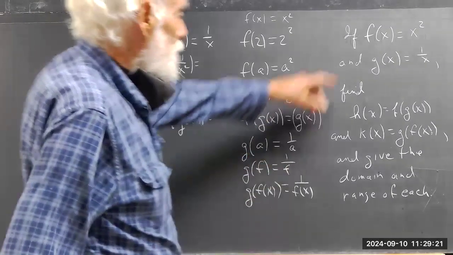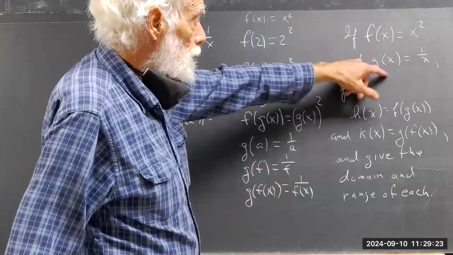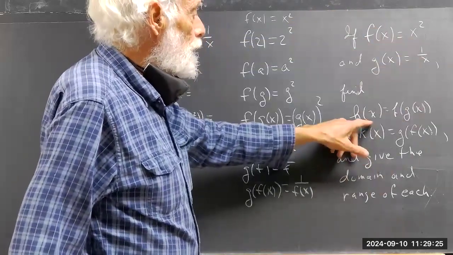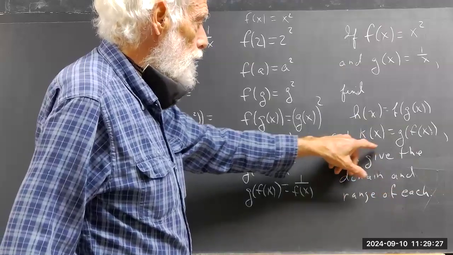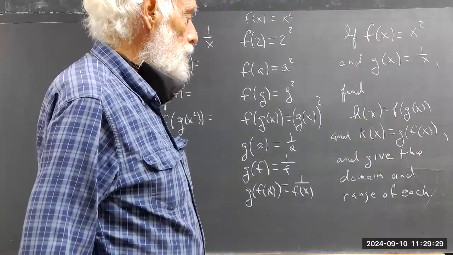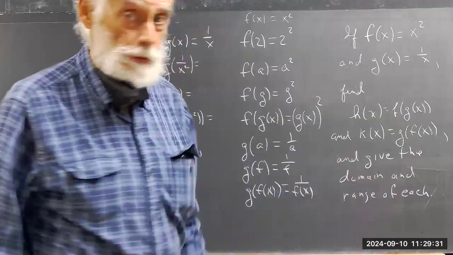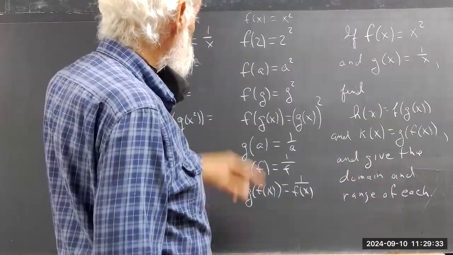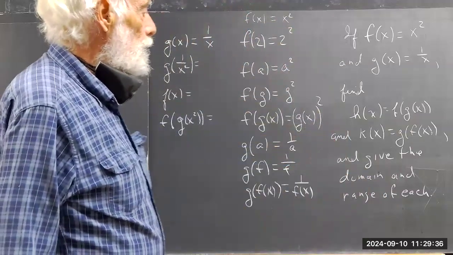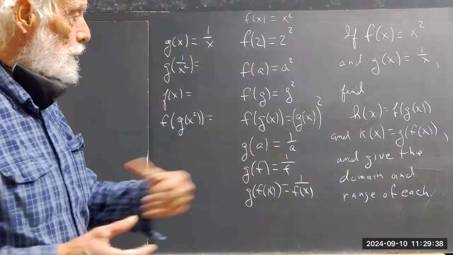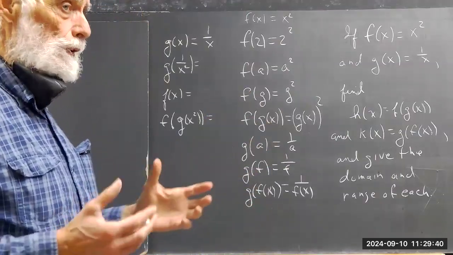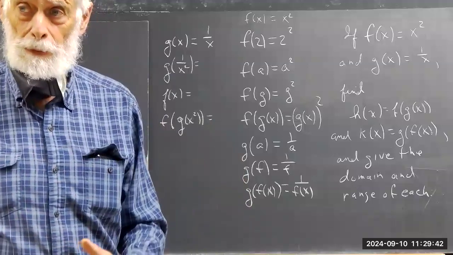Okay, now we have this quiz problem. f of x equals x squared, g of x is one over x. Find h of x, which is f of g of x, k of x, which is g of f of x. Give the domain and range of each. Okay, well, before we do this, because when people did this, there were all kinds of extraneous things in about half people's papers, okay?